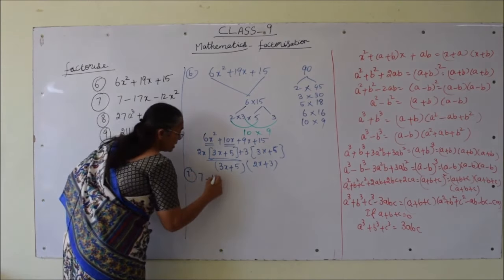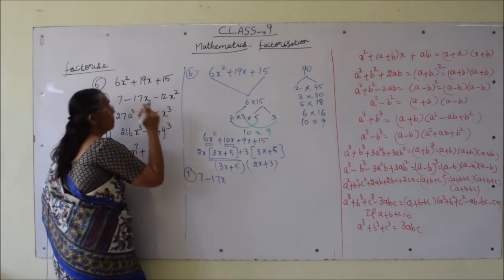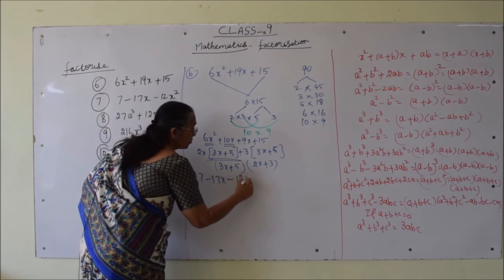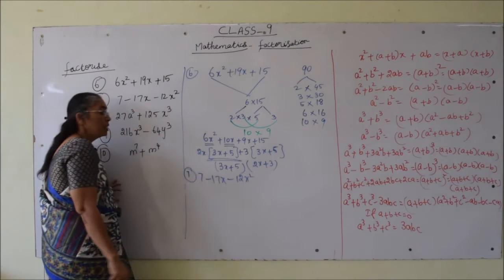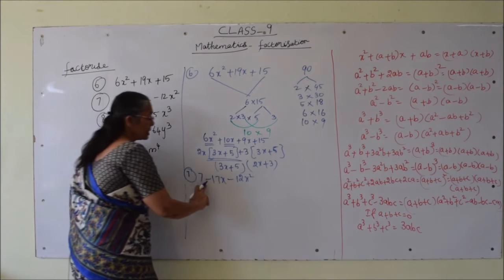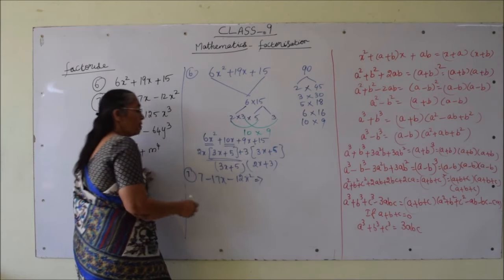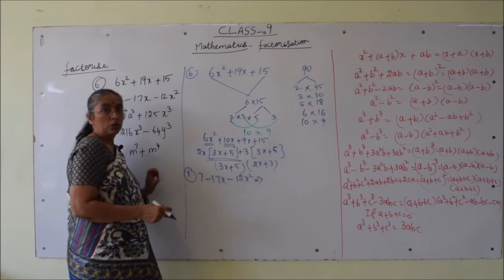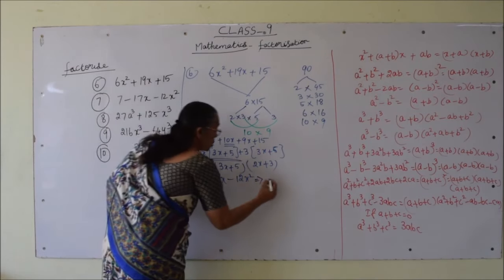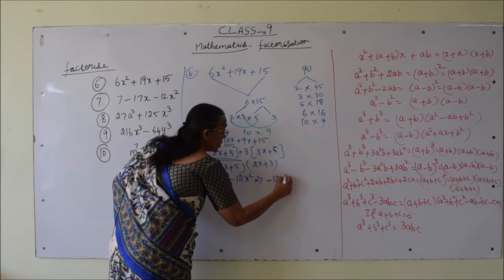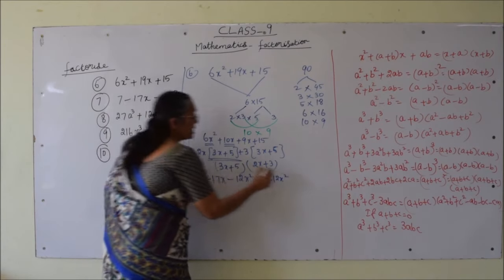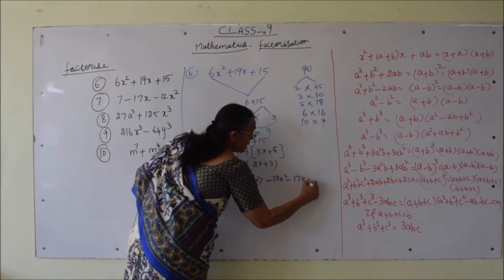7 minus 17x minus 12x square. So, first arrange and write properly. 7 minus 17x minus 12x square. First always write the coefficient, that is x square term. So minus 12x square, it is negative sign, minus 17x plus 7.